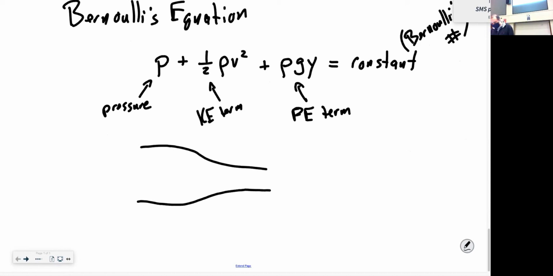Okay, so there's one more thing I forgot to say. Equals constant. Where is it constant? It's constant along a streamline. So each streamline within the fluid could have a different Bernoulli's number, but for a fluid element following that streamline, its Bernoulli's number will not change as it moves through the pipe and moves faster and slower and increases pressure and decreases pressure and moves up and down.